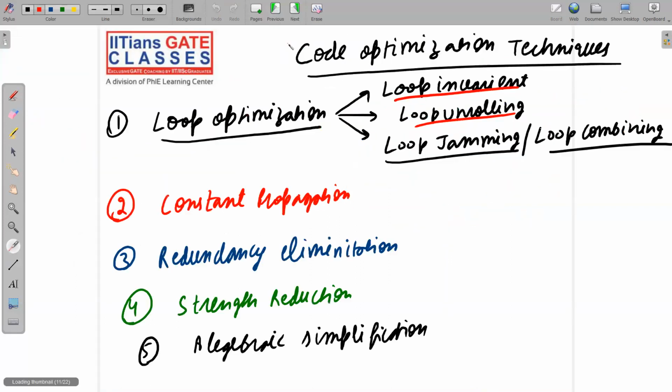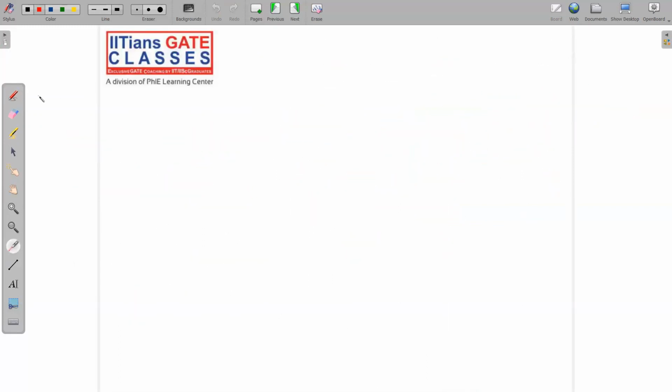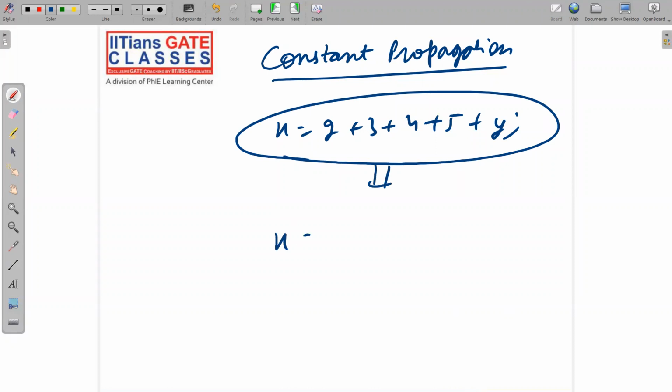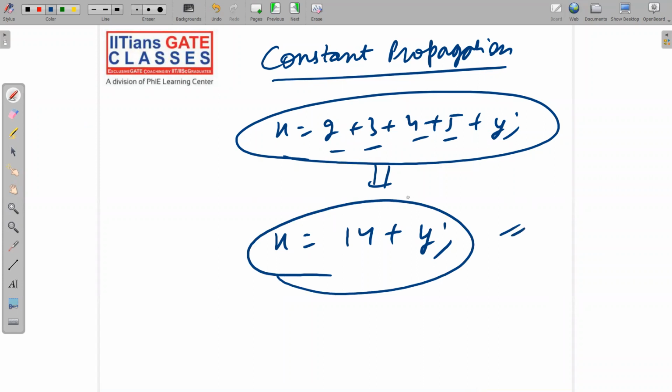Now we will jump to constant propagation. That is the next code optimization technique. What is constant propagation? For example, if we have written like this, 2 plus 3 plus 4 plus 5 plus y, in the code, why are you writing like this? Please do a small amount of work. It will be 14 plus y. 2 plus 3 is 5, 5 plus 5 is 10, 10 plus 4 is 14. So in place of this, you should write this. Obviously a lot of time will be saved.